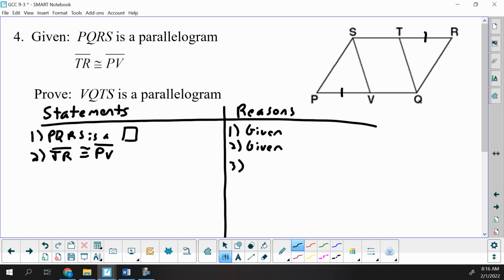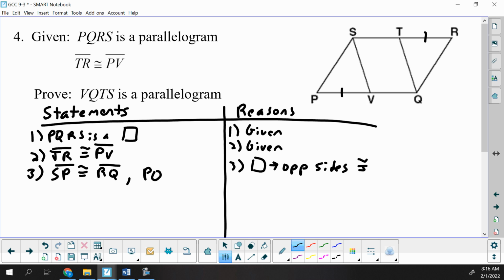So let's start with parallelogram implies opposite sides congruent. And we don't know which ones we'll need, so let's just do both pairs. We're working with that big parallelogram. So that would be SP congruent to RQ. And we also have PQ congruent to SR. Maybe we'll put 2 marks there. And I'm going to mark this up with a bracket because it's spanning over several segments.